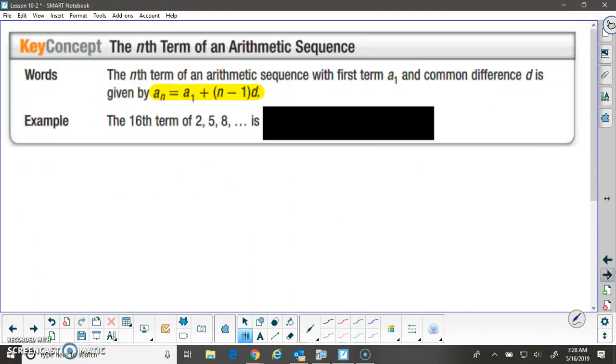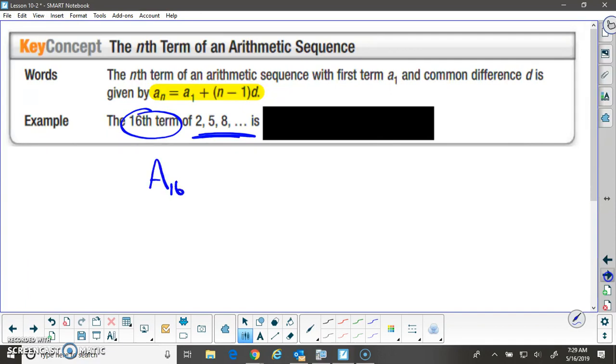All right, so now let's talk about how to find an explicit formula for an arithmetic sequence. You can see I've got a formula highlighted here, and you can use this formula to come up with an explicit formula for an arithmetic sequence. So I've got an example right here. You can see it's going up by 3 each time. So suppose we wanted to find the 16th term.